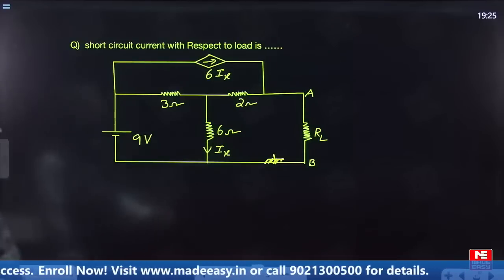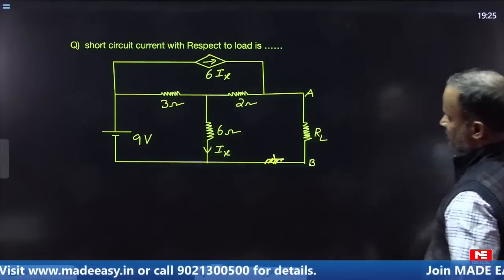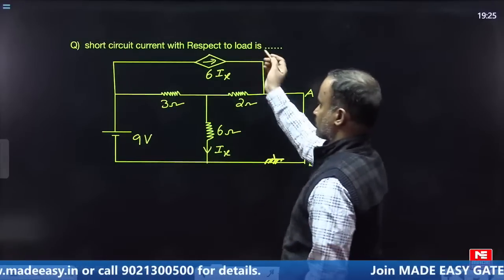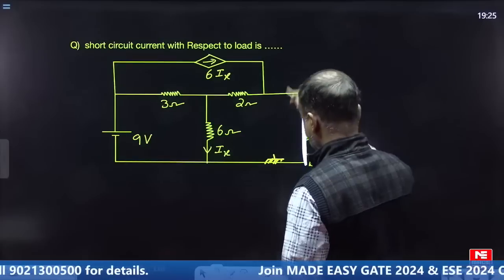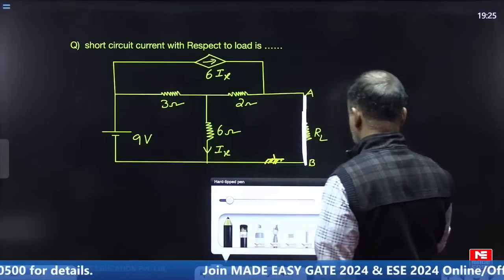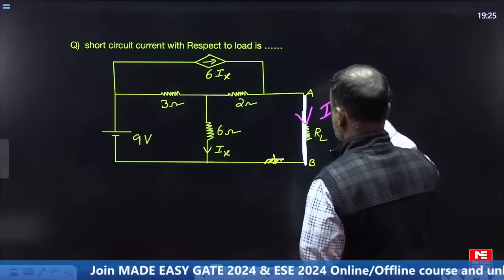Now let us check it out. What is the requirement of short circuit current? What is the statement of short circuit with respect to load? Short circuit means these AB terminals are short circuited. Now what is our requirement? Our requirement is the ISC.